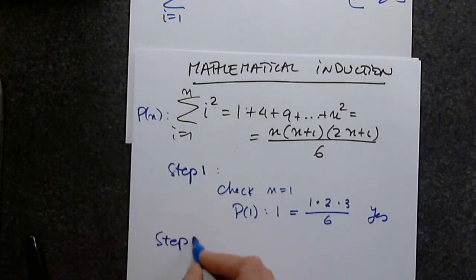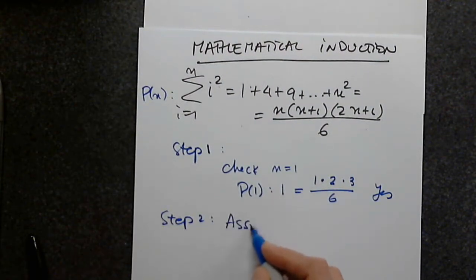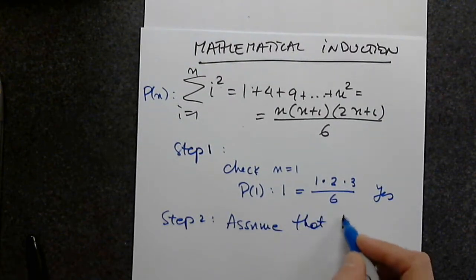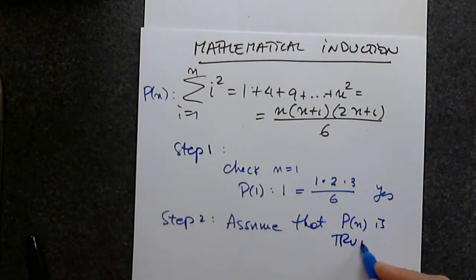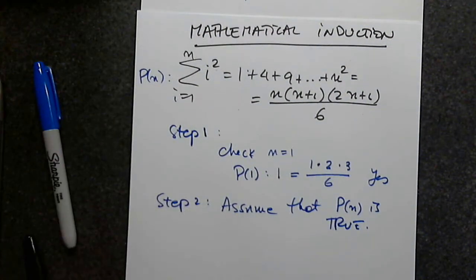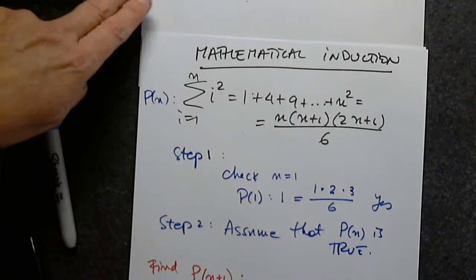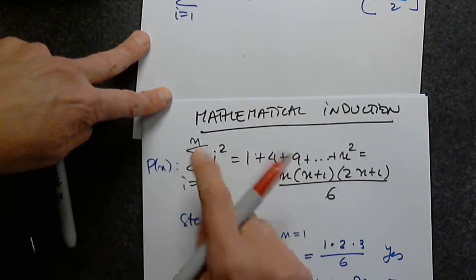Now step 2 is what's called the induction step. What does that mean? Well, I'm going to say assume that Pn is true. And you can say, what kind of proof is that? You will see in a minute. I assume that Pn is true. Then, based on Pn, I find P of n plus 1. What does P of n plus 1 mean? Means this, plus 1.